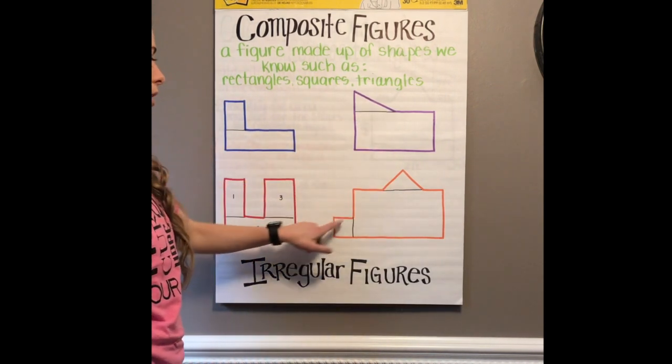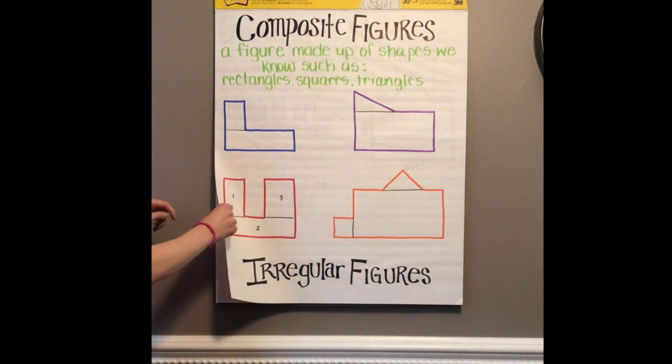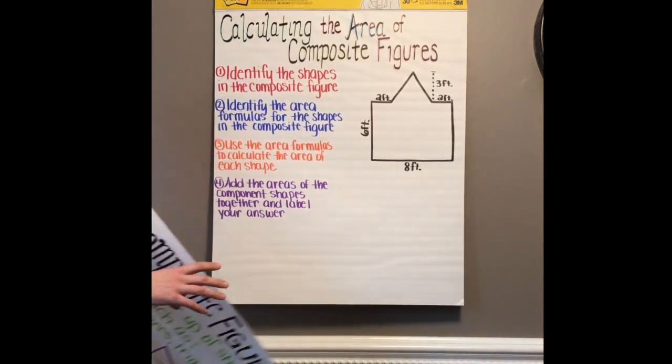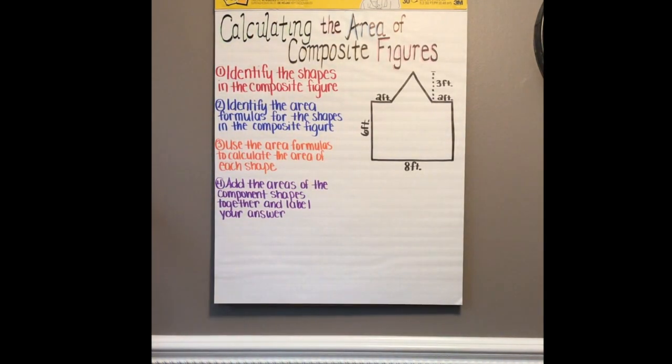Composite figures are irregular shapes made up of shapes that we recognize, like rectangles, triangles, or squares. So today we're going to be calculating the area of composite figures.